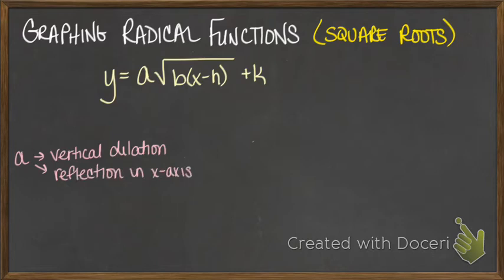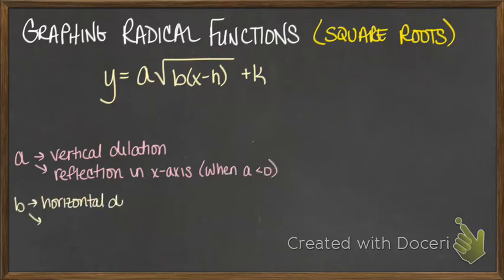A controls vertical dilation, both stretching and compressing. Stretching when it's greater than 1, compressing when it's between 0 and 1. It also controls reflection. Reflection is any time that A value is negative.